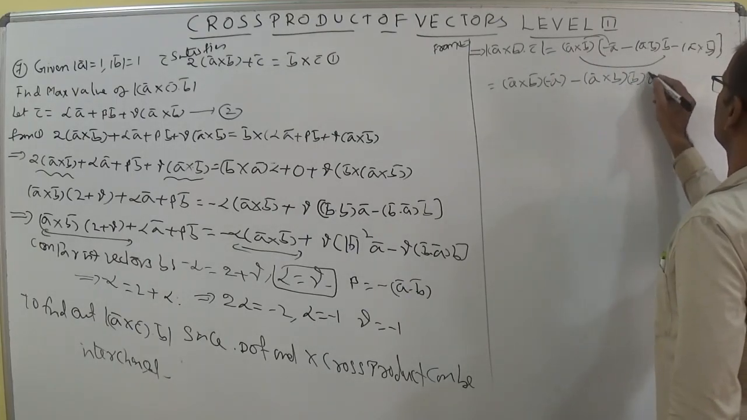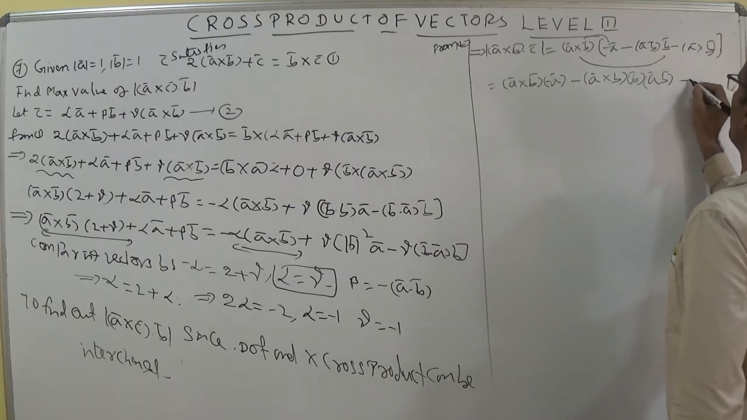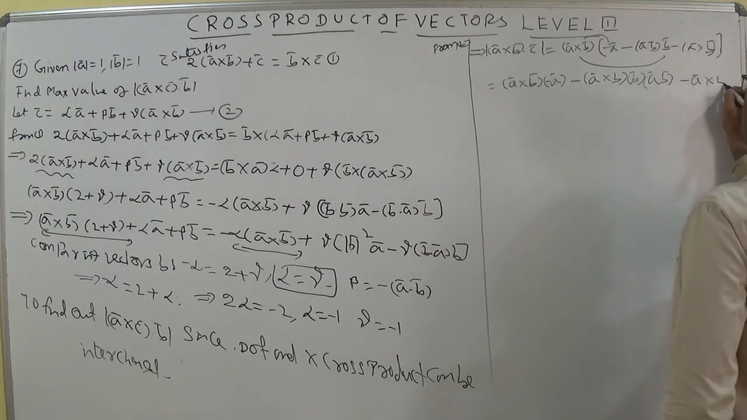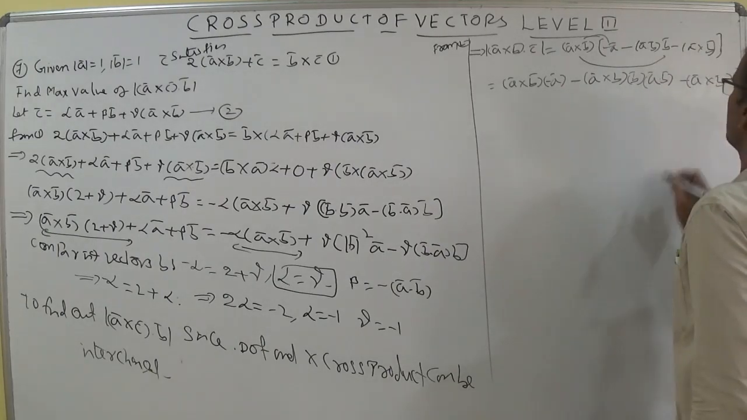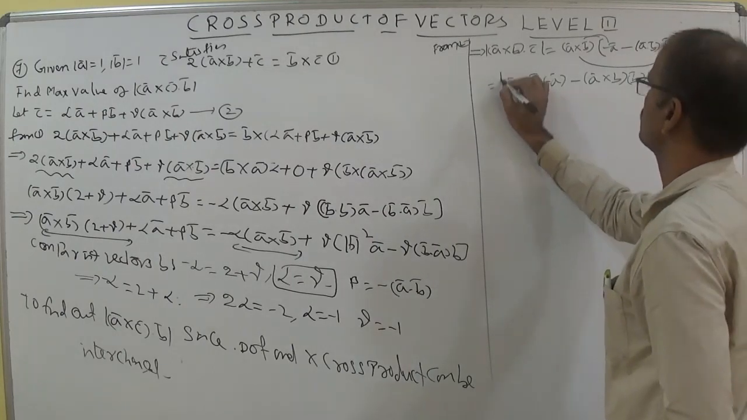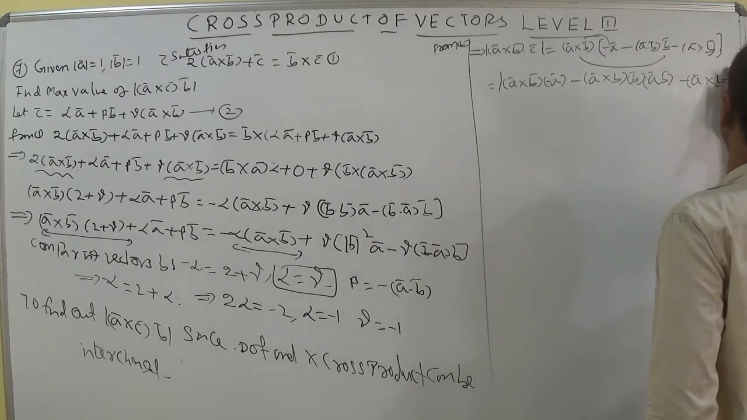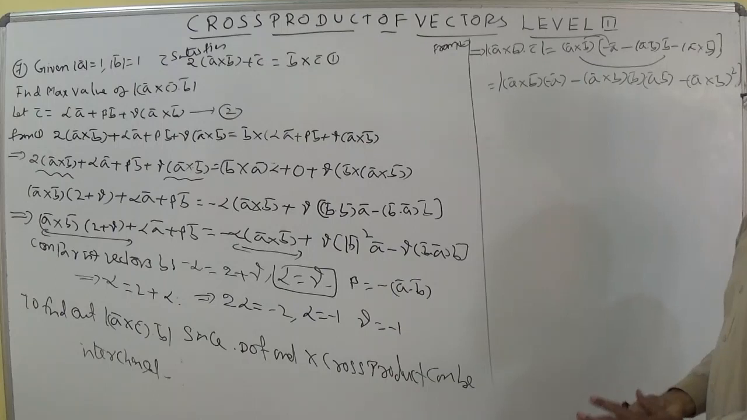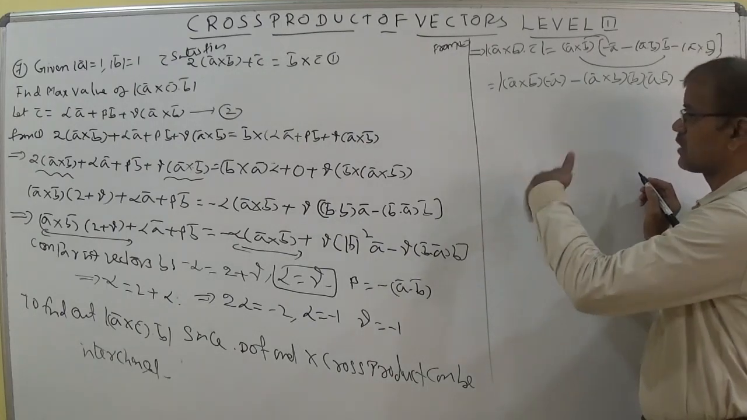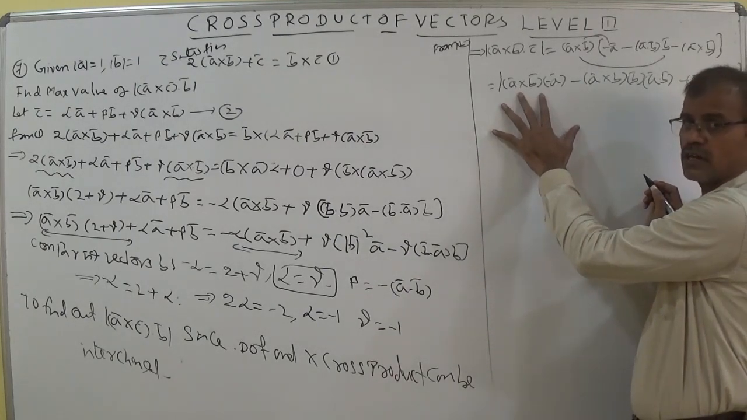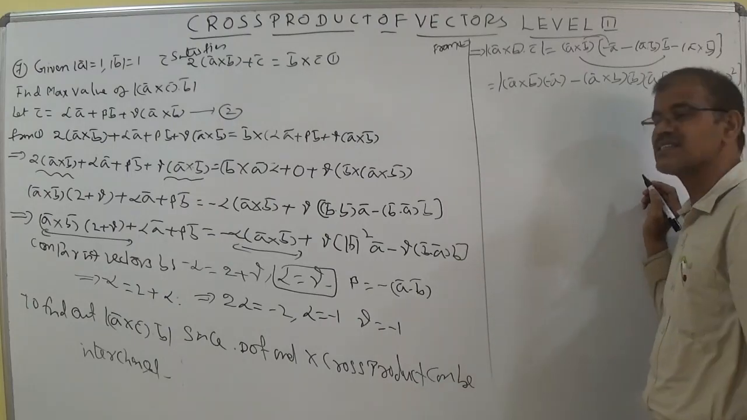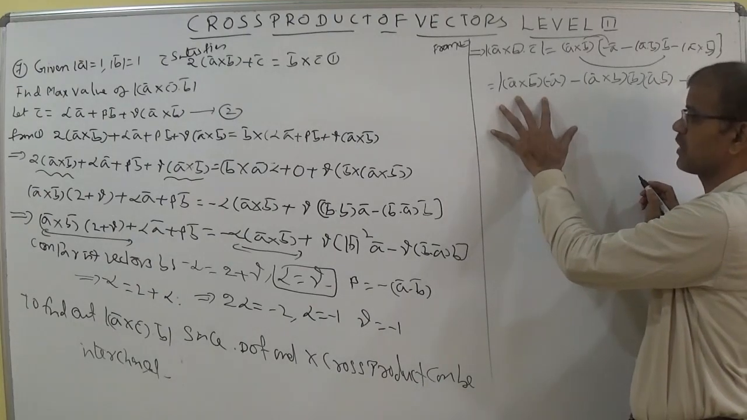A cross B into dot B into A bar dot B bar, minus of A cross B whole square, you can write. Put modulus, because modulus value we are calculating here. Try to understand that, students. Later, in the next class, we will be learning about the triple product of vectors in scalars. This is a scalar triple product of vectors.